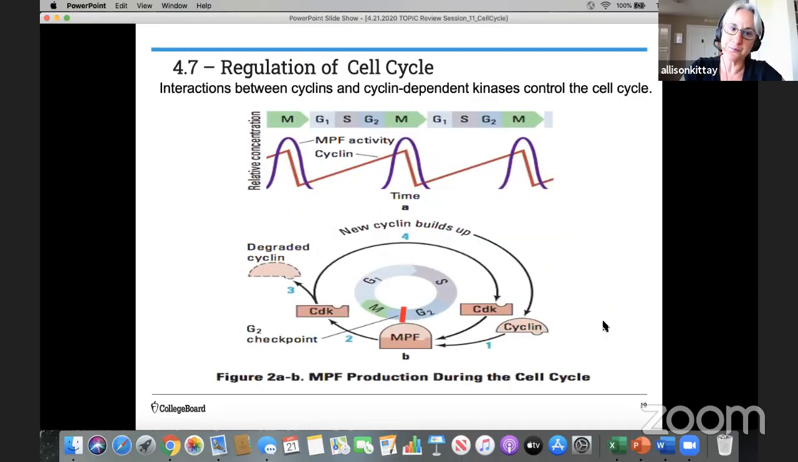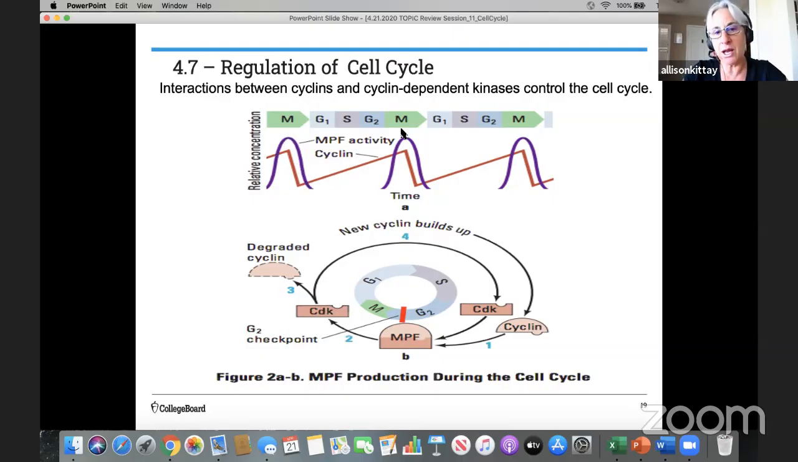So let's take a look at the interaction between cyclins and CDKs. Let's look first here, because this is a really good image to start with. The purple line is the MPF activity, and notice that it's low and it peaks at mitosis and then it drops off again.